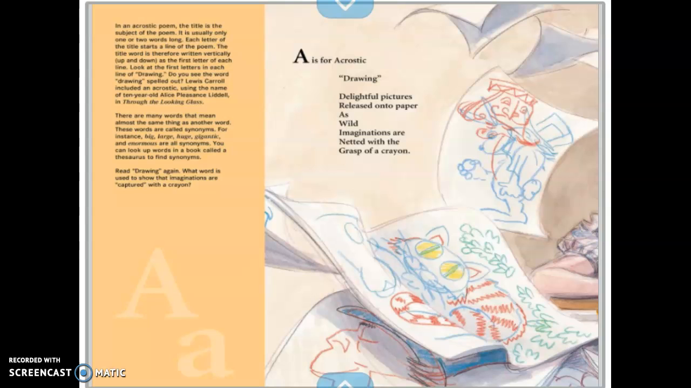A is for acrostic. Drawing, delightful pictures released onto paper as wild imaginations are netted with the grasp of a crayon. So notice that going down, we have the word drawing. That is an acrostic poem.